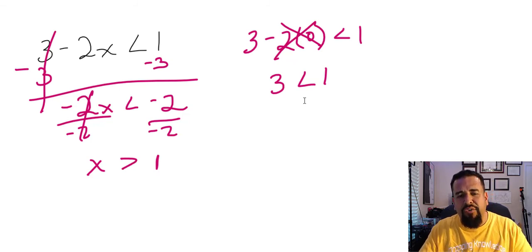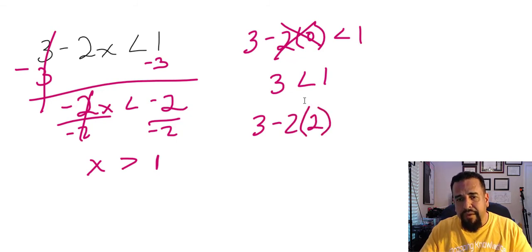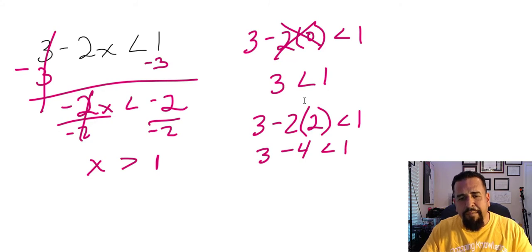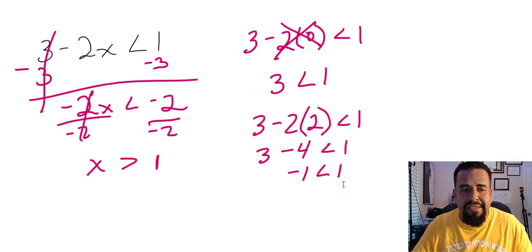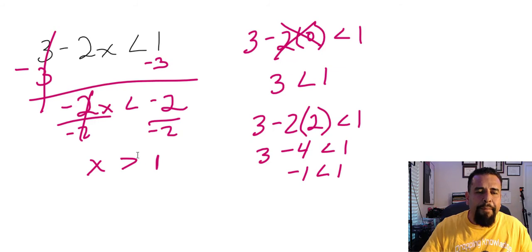Now let's try it with greater than 1. Something that's greater than 1 would be 2. So here I have 3 minus 4 is less than 1. 3 minus 4 is negative 1, less than 1. Is negative 1 less than 1? Yes, it is. So I had to flip my sign over.